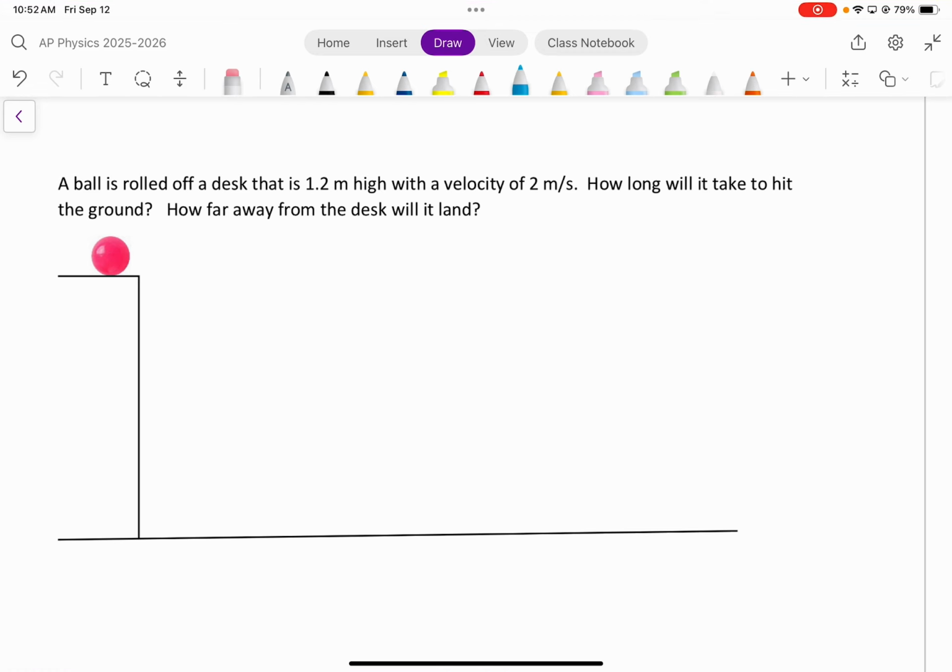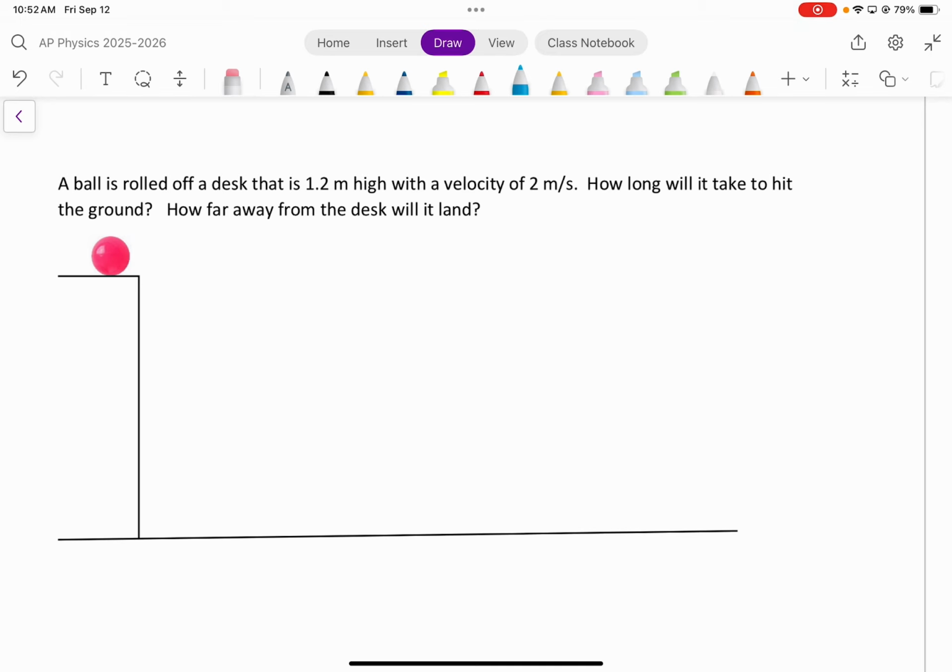A ball is rolled off a desk that is 1.2 meters high with a velocity of 2 meters per second. How long will it take to hit the ground, and how far away from the desk will it land? I've taught you the SKES method for solving problems. Well, now you have to have a sketch. At this point, if you don't have a sketch for your work, it's going to be very hard for you to get things right.